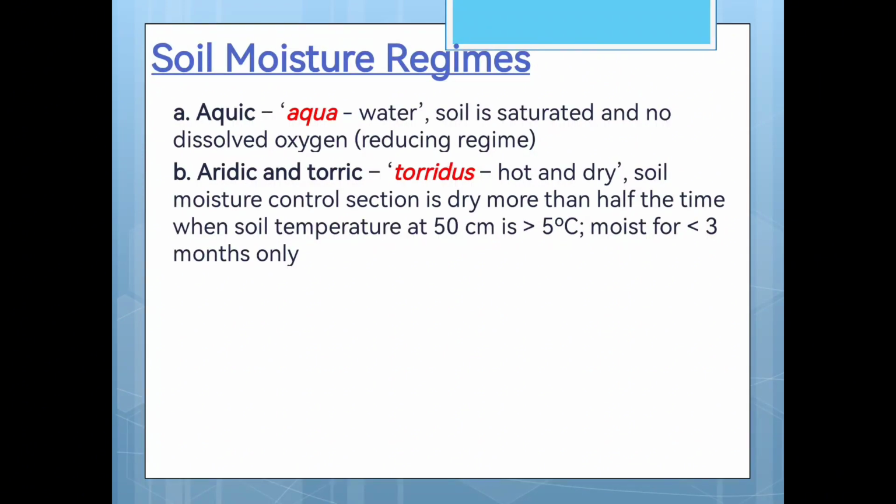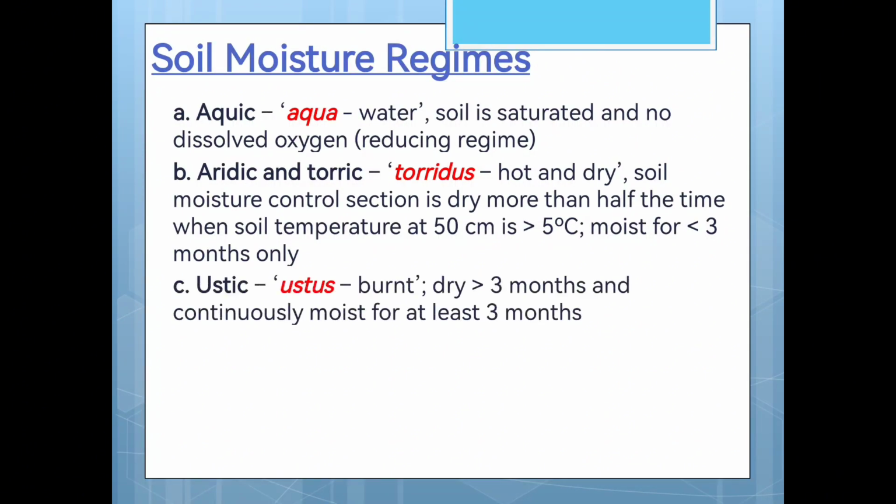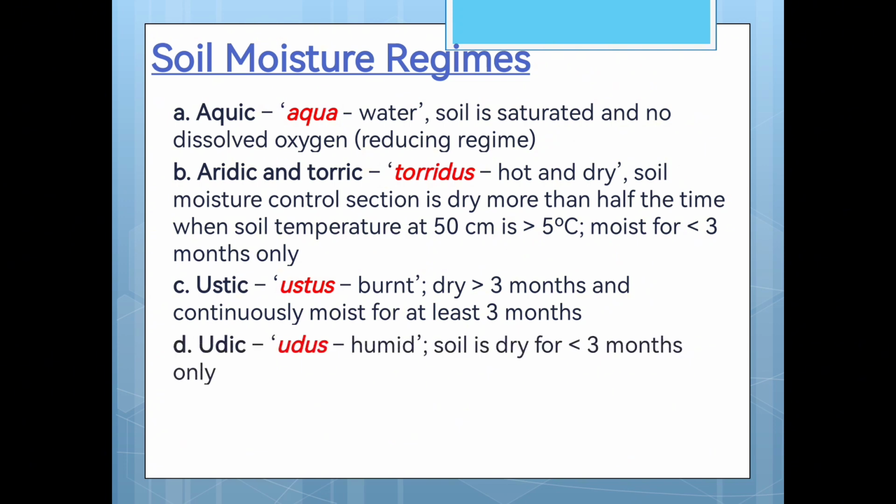The third one is ustic. Ustic is coming from the word ustus, which means burnt. It has a dry moisture regime for more than 3 months and continuously moist for at least 3 months. That is ustic. And then we also have udic, that is from udus, which is humid. That means that the soil is dry for less than 3 months only. So ito yung mga area na medyo malimit na inuulan.